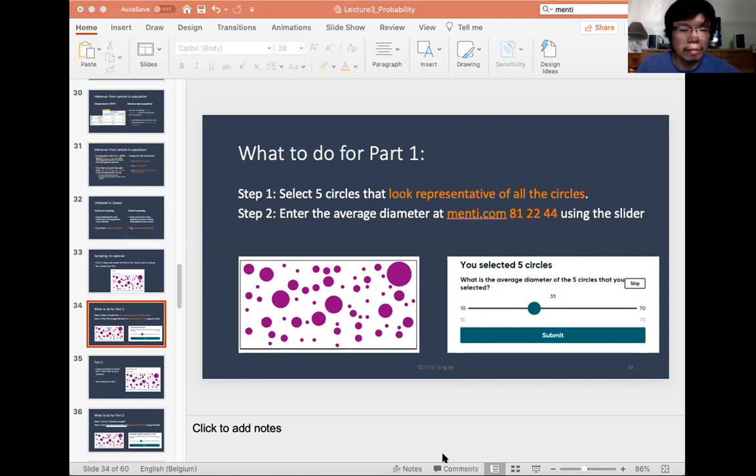Again, I'm still trying to find my menti. So for some reason, I couldn't find my menti.